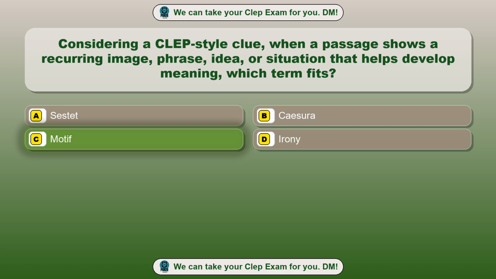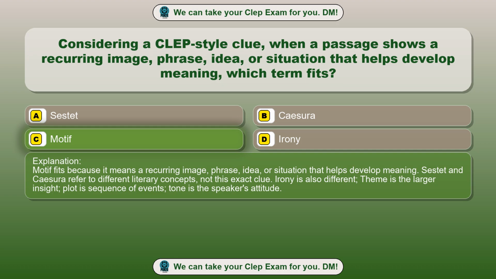Motif. Motif fits because it means a recurring image, phrase, idea, or situation that helps develop meaning. Sestet and caesura refer to different literary concepts, not this exact clue. Irony is also different, theme is the larger insight, plot is sequence of events, tone is the speaker's attitude.